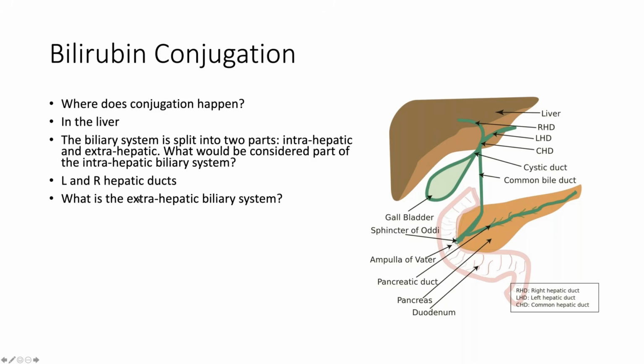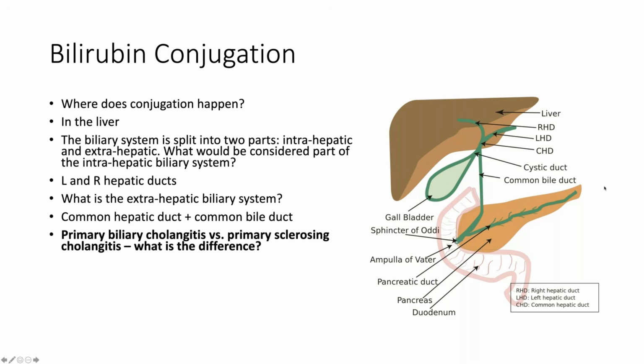So Rosa, where's the extrahepatic biliary system? It would be whatever is outside the liver. Yeah, basically everything that's not the right and left ducts, the common bile duct. Great. So this is just something that's interesting, but do you happen to know, Shama, what's the difference between PBC, primary biliary cholangitis, which used to be called primary biliary cirrhosis, but they changed it, versus primary sclerosing cholangitis?